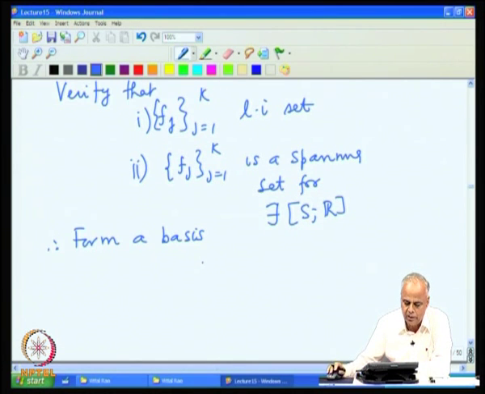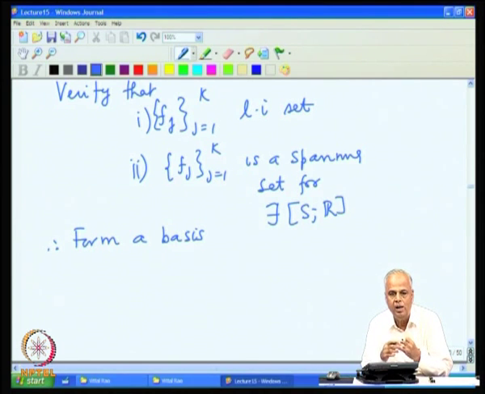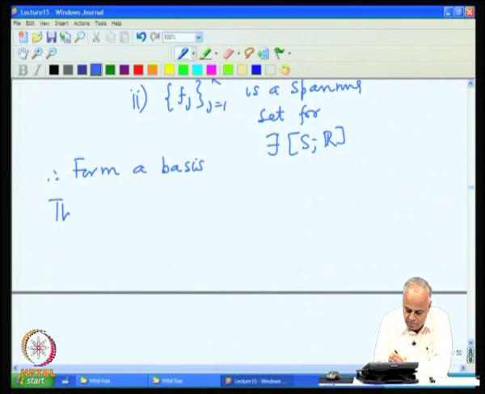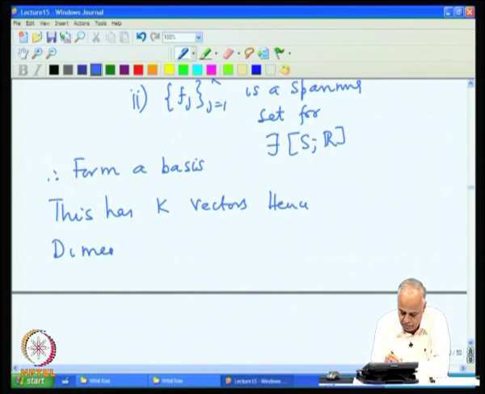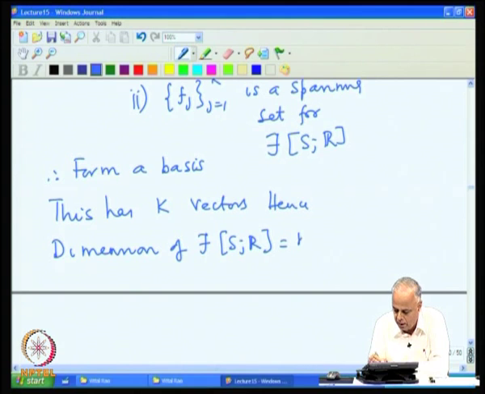How many vectors are there? There are precisely k vectors, namely the function f1, the function f2, up to the function fk, and this has k vectors. Vectors here are all functions, because this is a vector space of functions. Therefore, the dimension of F(S, R) is equal to k. So, it is exactly the size of the set S.